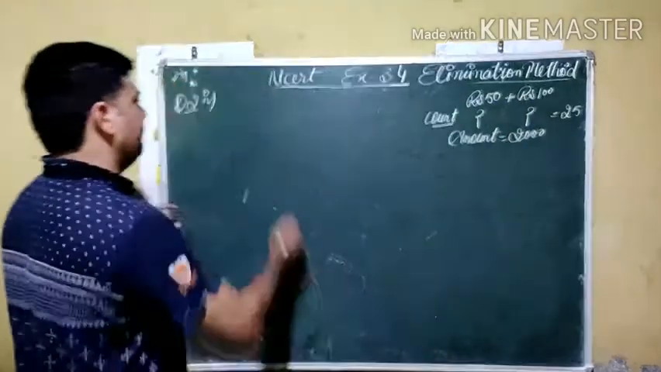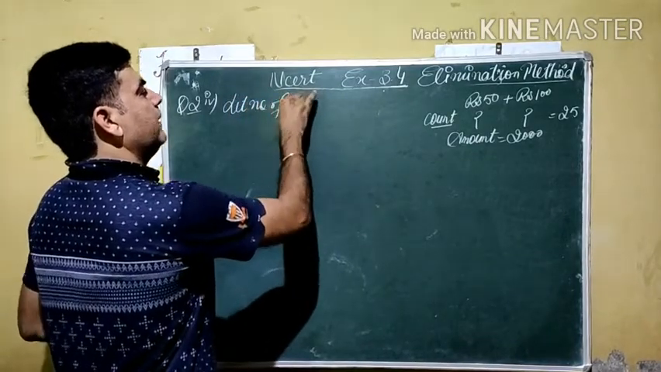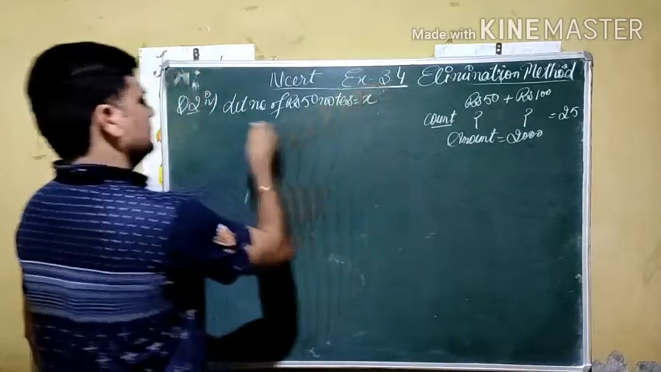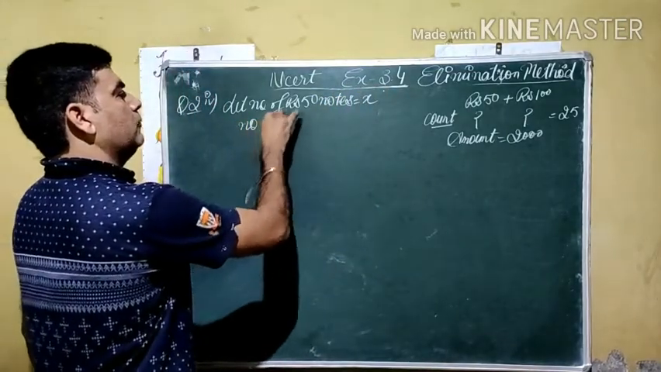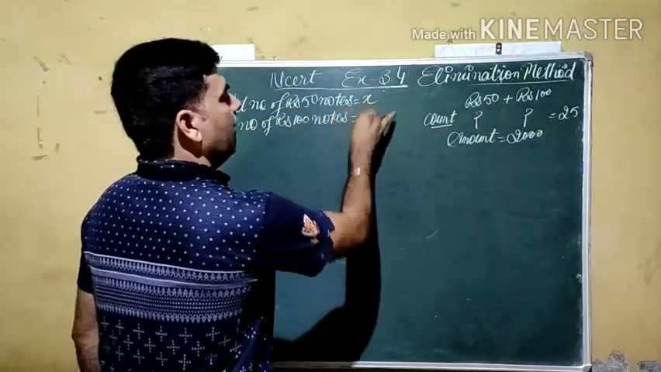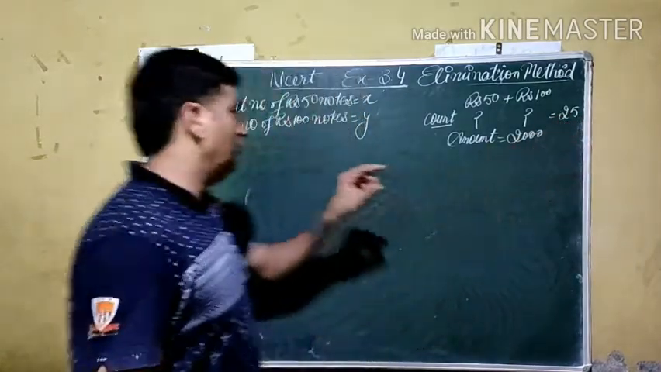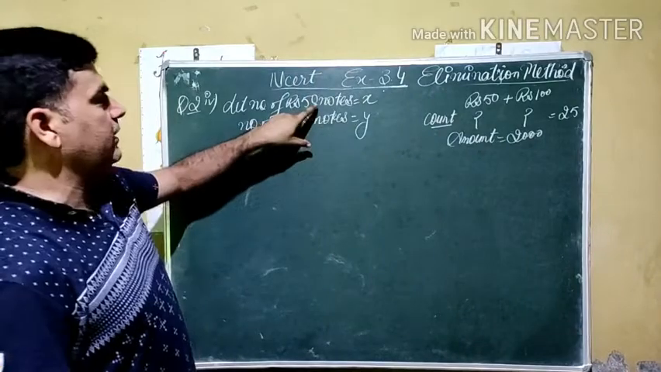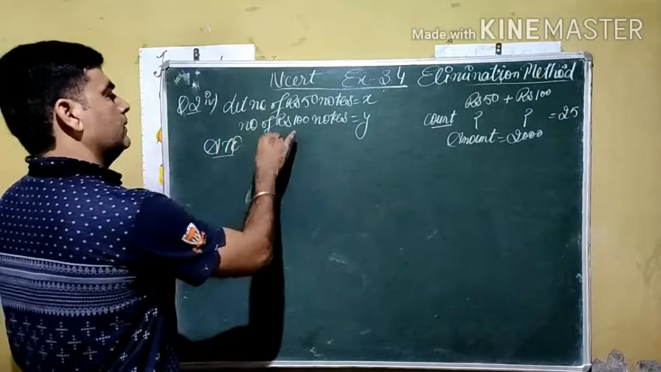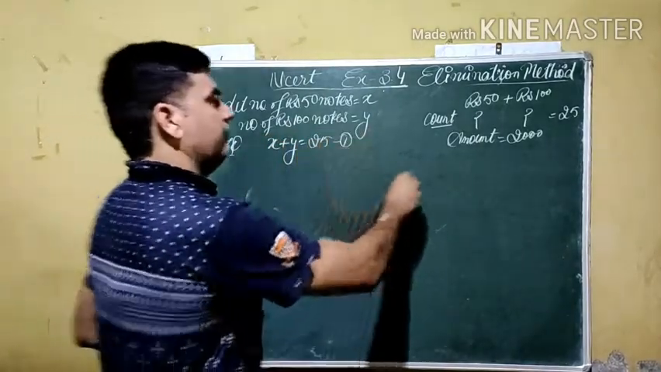So first of all, let us count them. Let the number of rupees 50 notes be x, and the number of rupees 100 notes be y. We have two conditions given. One is the amount and the second is the count of the notes. Count of notes means the sum of these two. So according to the question, the first condition is given here: x plus y is equal to 25. For the first condition, we use the count.